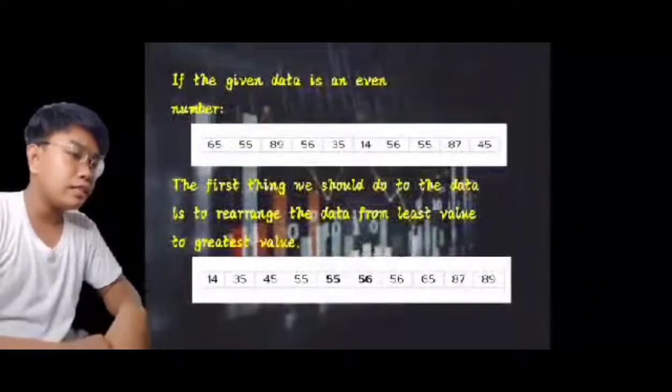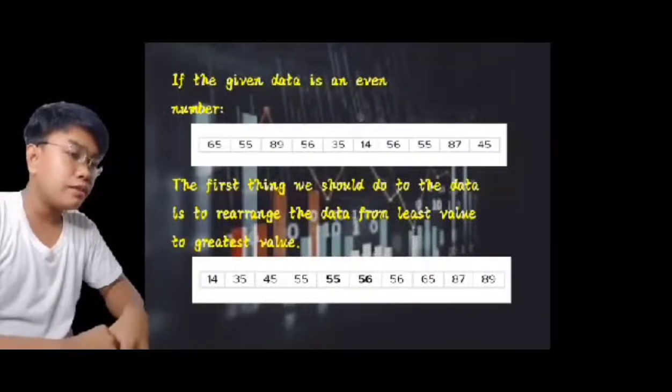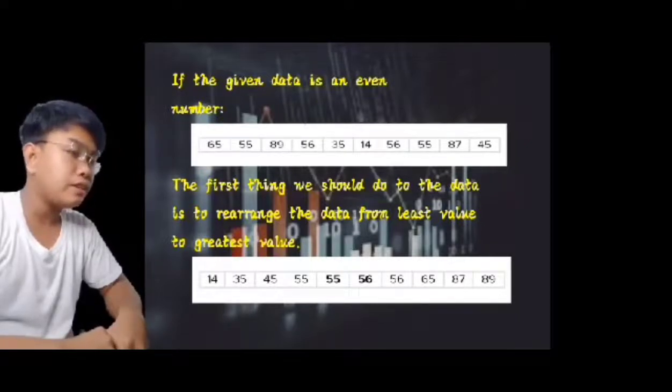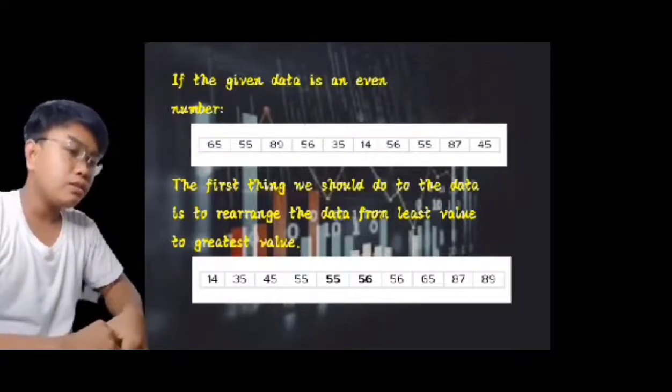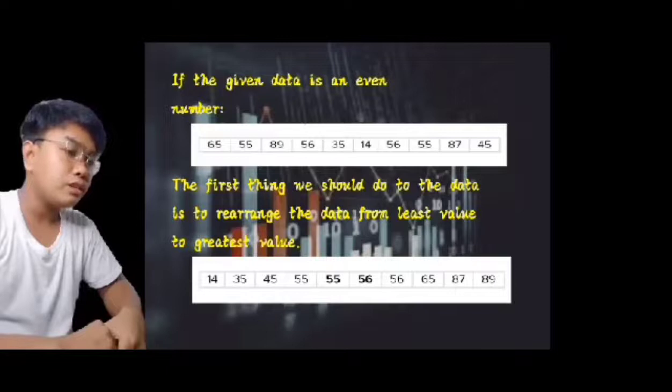The given data is an even number: 65, 55, 89, 56, 35, 14, 56, 55, 87, 45. The first thing we should do to the data is to rearrange the data from least value to greatest value. So let's rearrange the data.